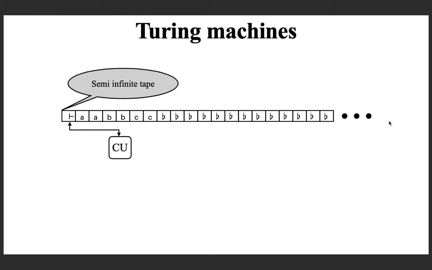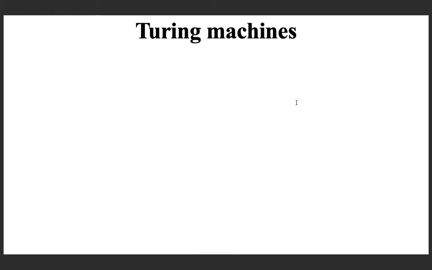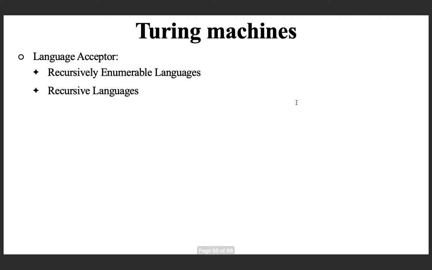And now you have a read-write head, and for Turing machines we will be discussing them as language acceptors. You can have a language accepted by a Turing machine, and the languages are recursively enumerable languages and recursive languages. These are two classes of languages accepted by Turing machines. And what are they? That we will learn when we discuss Turing machines.